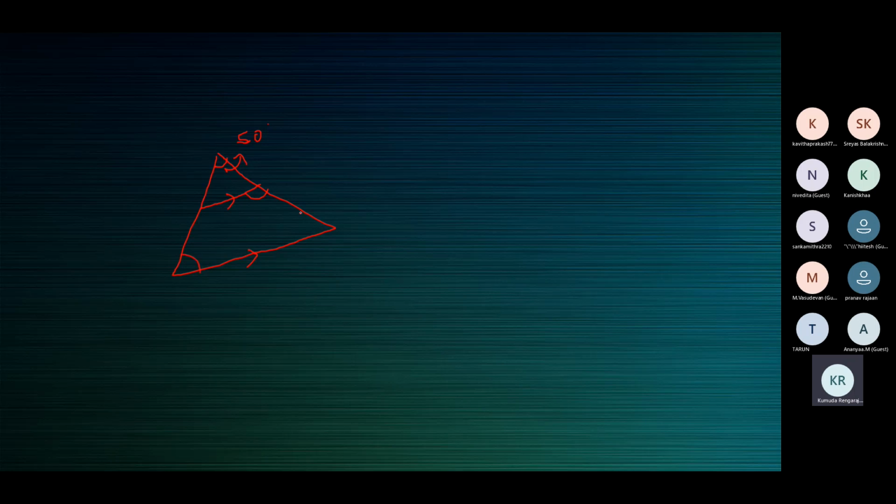So 180 minus 50. These two angles will be equal because these two sides are equal. So the base angles will be equal. 180 minus 50 is 130, 130 by 2 is 65. Now co-interior angles are supplementary because of parallel lines. This is 65 and this is x, which we have to find. 65 plus x is equal to 180. x is equal to 115 degrees.